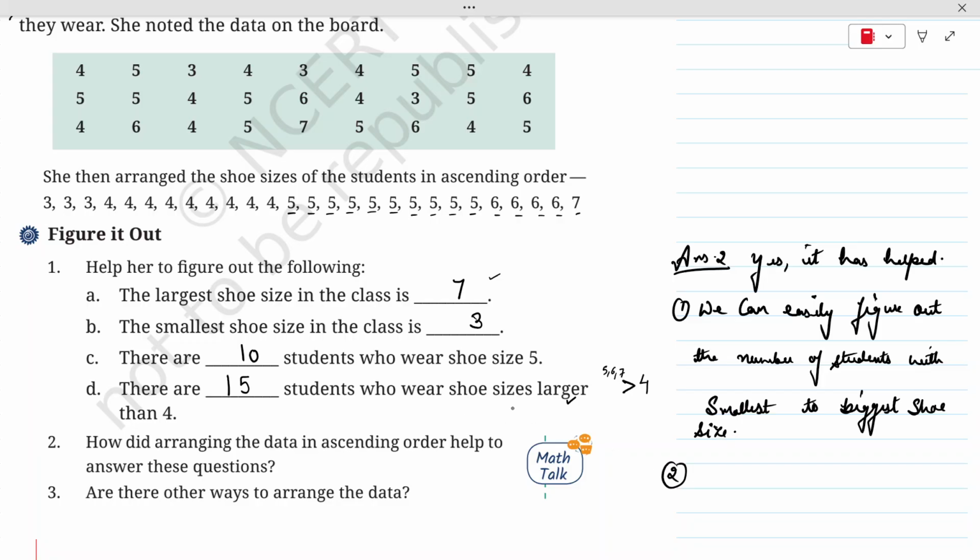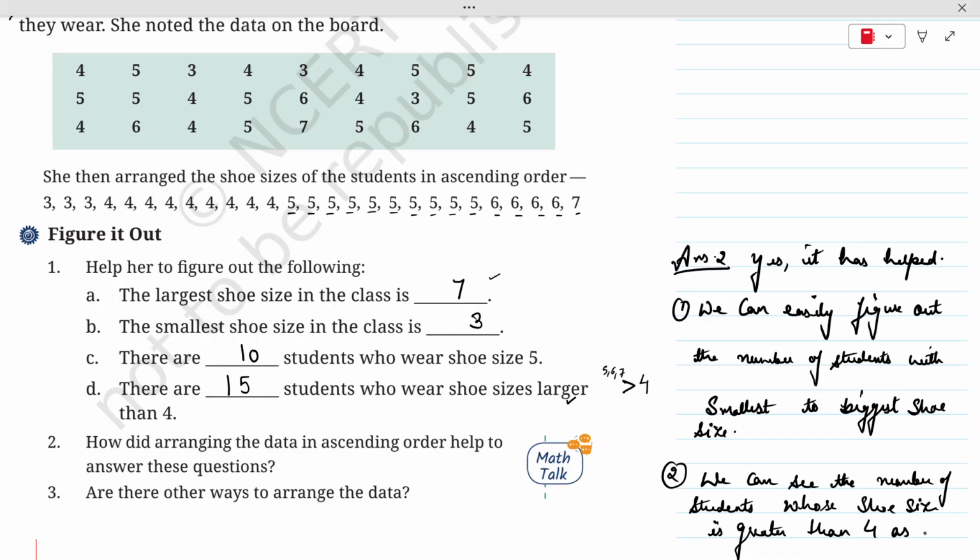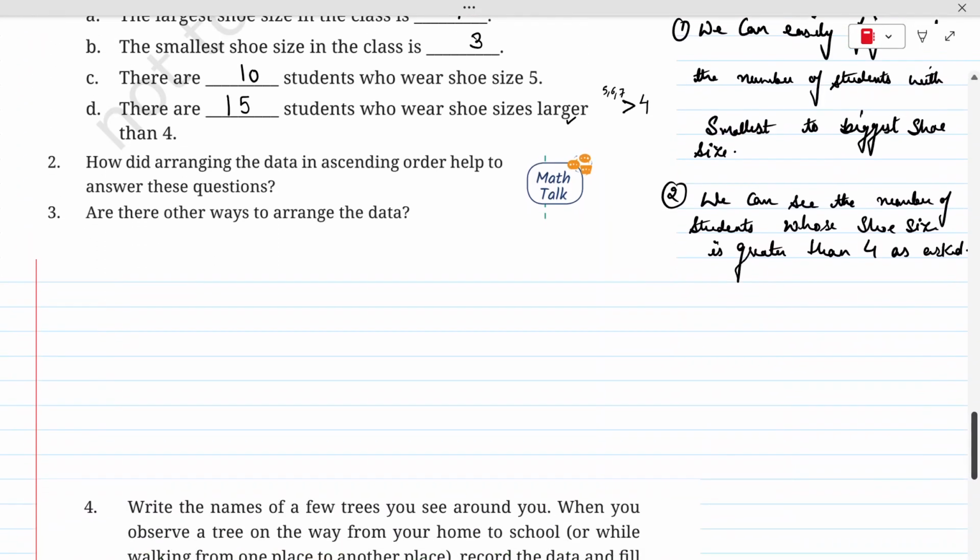Second is we can see the number of students whose shoe size is greater than 4, as asked in the question. Okay, so these things. Now what we have here is answer 3.